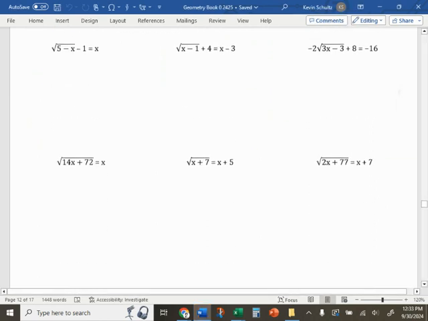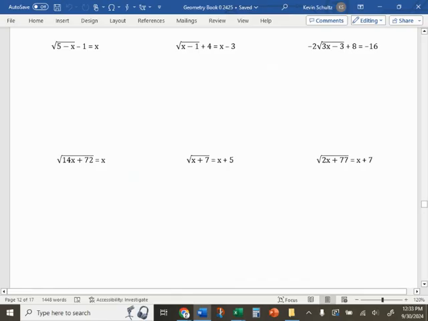The root of 5 minus x minus 1 equals x. So we have variables on both sides here. But because that x on the left side is trapped under that root, we can't move it over until the root is gone. So what are we going to do first here?